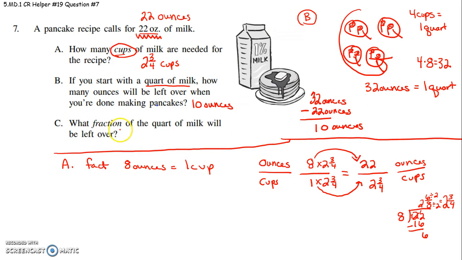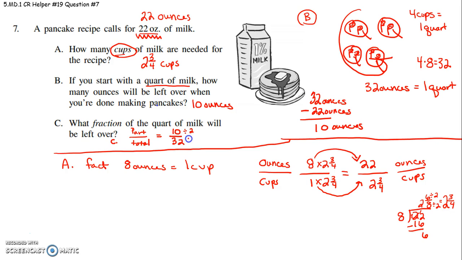Let's see what C is. What fraction of the quart of milk will be left over? All right, so if I do part out of total, the part that's left out of the total I started with, this is for letter C. So I'll have 10 ounces left over out of how many ounces total in a quart of milk? 32 ounces total in a quart of milk. I can leave this as 10 over 32, or I can write it in simplest form.